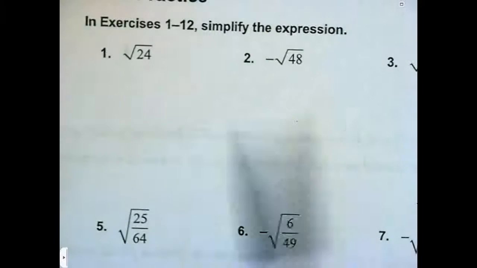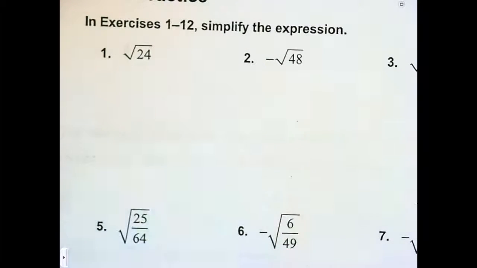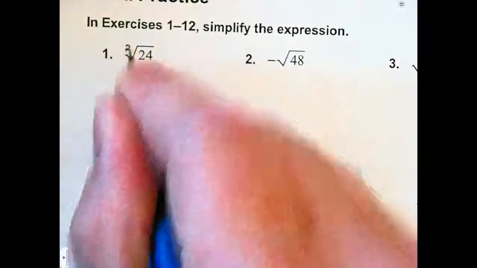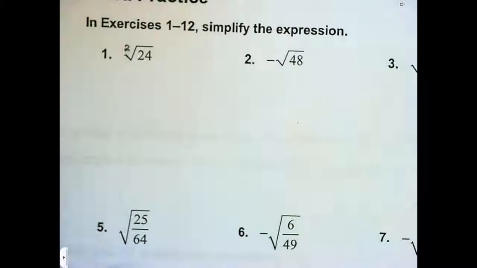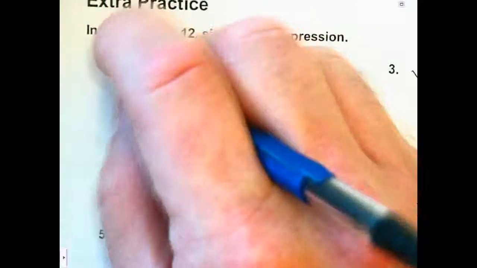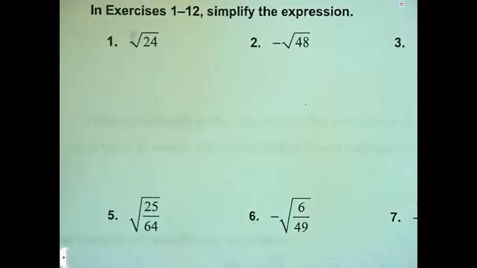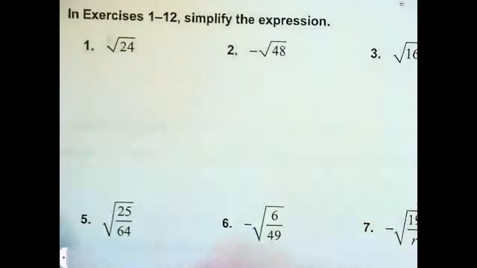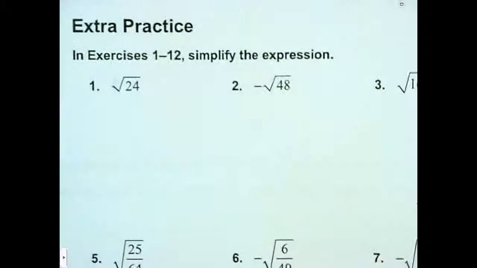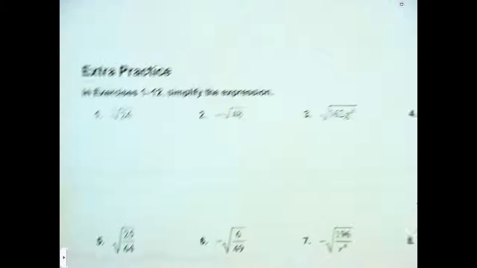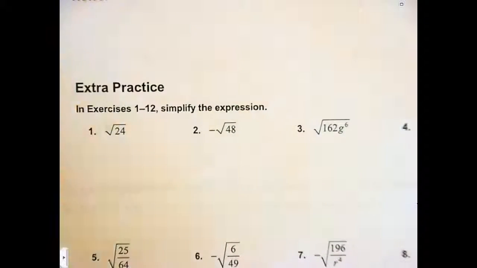If it was a cubed root, you're saying what times itself 3 times makes 24. Here you're saying what times itself 2 times is 24. If you don't see a little number there, it's implied that it's a square root. Those are the same thing. Now, if I'm going to simplify this, I need to figure out what perfect square numbers go into 24. So in order to do that, let's make sure we know all the perfect squares.